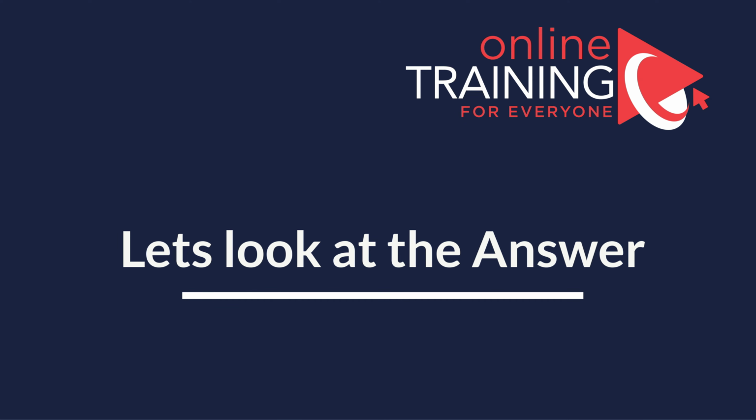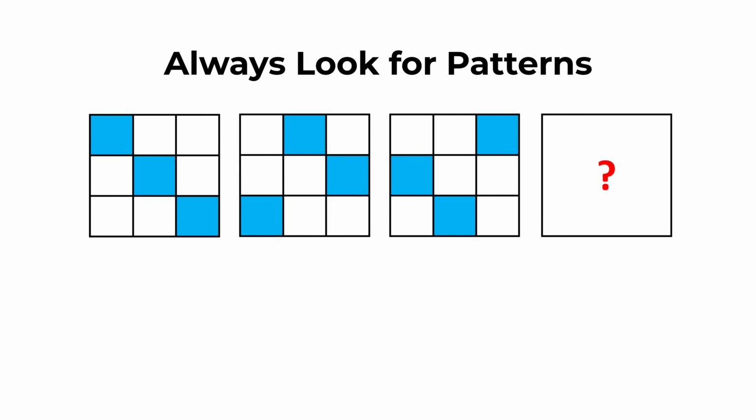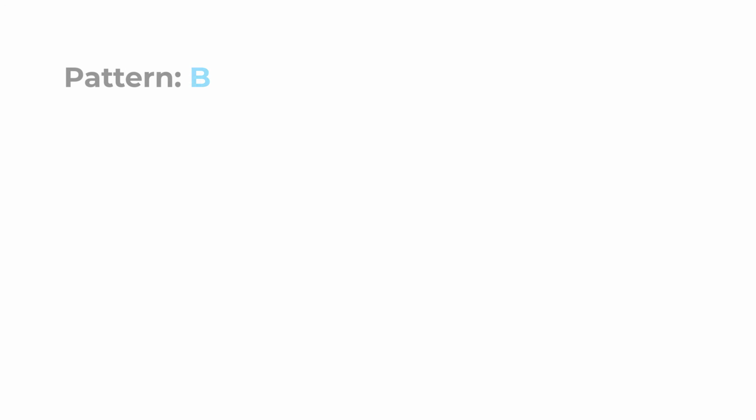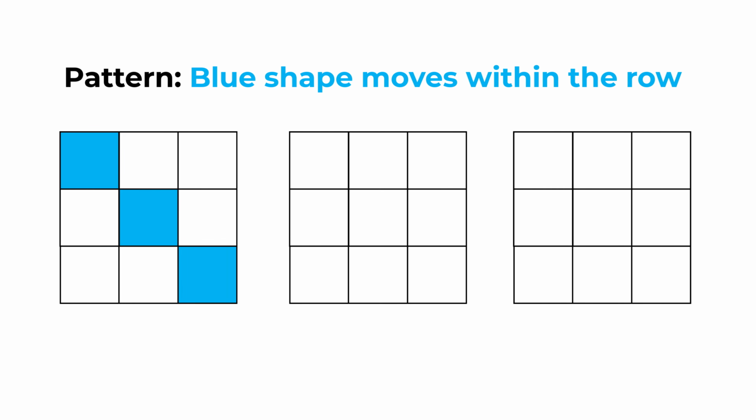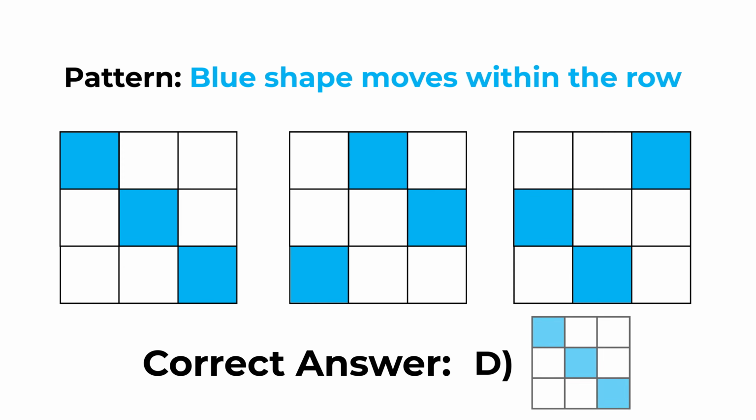As always, my advice to you, look for patterns. And determining the pattern is key to solving this particular problem. What you need to know to answer this particular question is that blue shape moves within the row of the larger shape. In each row, blue shape moves from left to right, one step at a time. And once blue shape reaches the end of the row on the right, it reappears on the left. So the correct answer here is choice D.